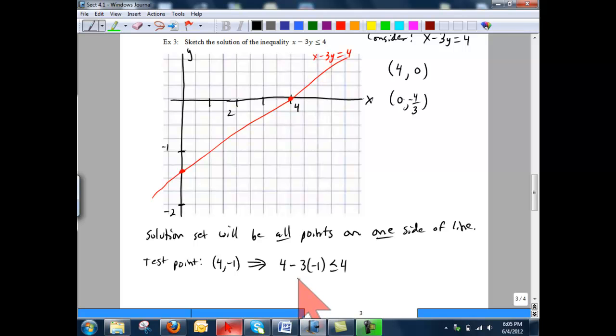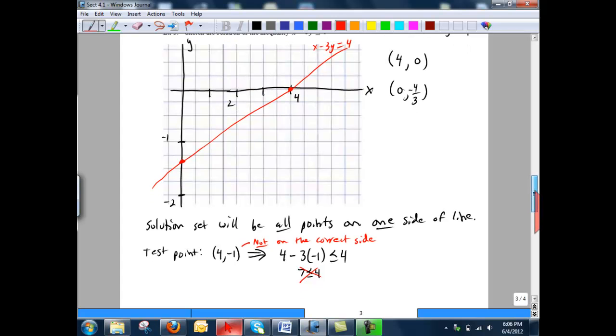Well, the left-hand side here is 7. So the inequality says 7 is less than or equal to 4. That is obviously not true. And so the point 4, negative 1 is not on the correct side. And so really that does it. If this point is not on the correct side, then the correct side must be the other side.